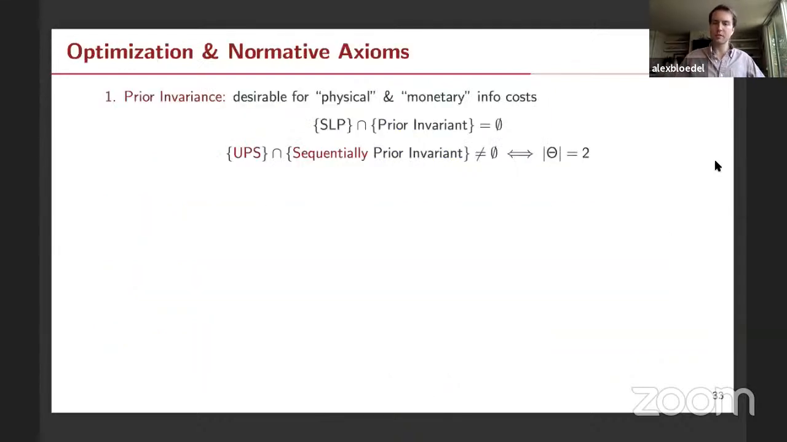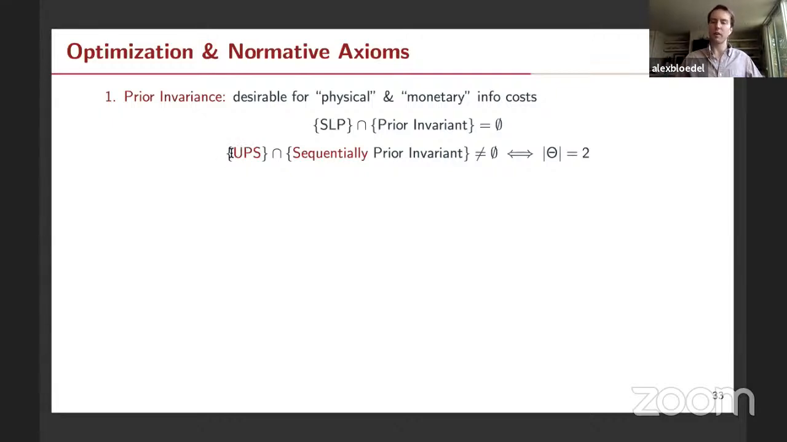So with these three critiques in mind, we look at the three corresponding axioms and what our optimization framework has to say about them. So first, with respect to prior invariance, we present two impossibility theorems. The first says that under mild conditions, the only cost function that can be both SLP and prior invariant is identically zero. This basically means that prior invariance either rules out optimizing behavior or means that you're assuming a restricted strategy space.